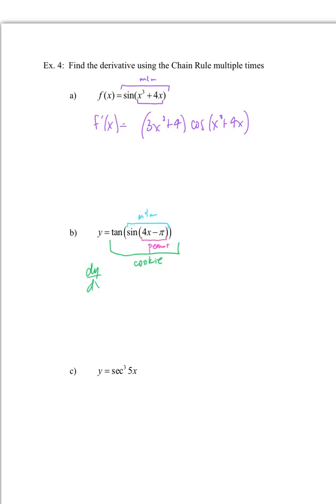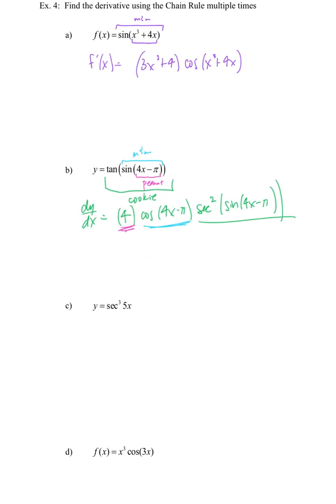Here we go. The derivative of the peanut is 4. The derivative of the M&M is the cosine of 4x minus pi. And then the derivative of the entire cookie is secant squared of everything that's in the parentheses. All right, so again, it's the derivative of the peanut, the derivative of the M&M, and the derivative of the entire cookie.